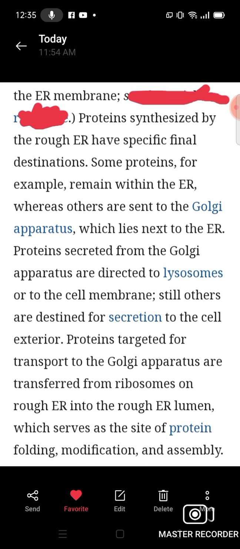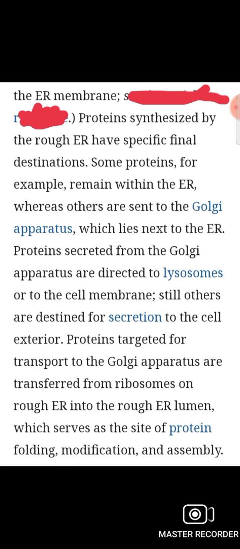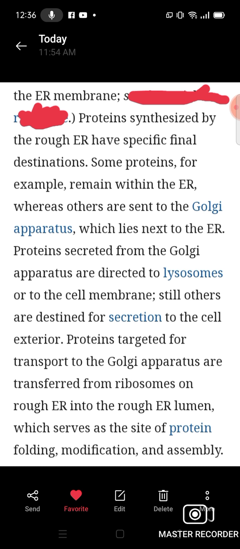Proteins targeted for transport to the Golgi apparatus are transferred from the ribosome on the rough endoplasmic reticulum into the rough endoplasmic reticulum lumen, which serves as the site of protein folding, modification and assembly. So after their formation in the rough endoplasmic reticulum, in which part of the Golgi apparatus are proteins modified? In the lumen of the Golgi apparatus, proteins are modified for their proper functioning, because after their formation, proteins need further modification.